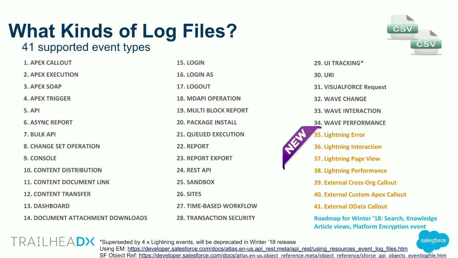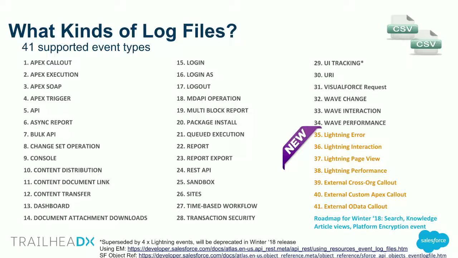In terms of performance, you can look at Visualforce. There's a number of different events tracking Apex. In our spring release, we added 4 new Lightning log lines. This is particularly useful if you're switching to Lightning and starting to develop on Lightning. You can track things like Lightning errors, Lightning page views, Lightning performance, and so on.